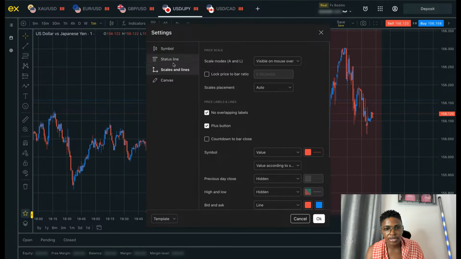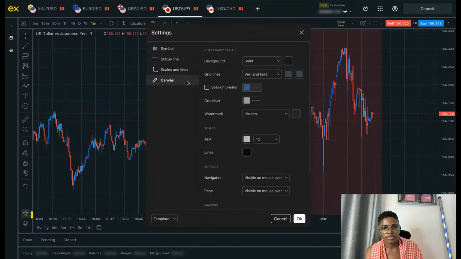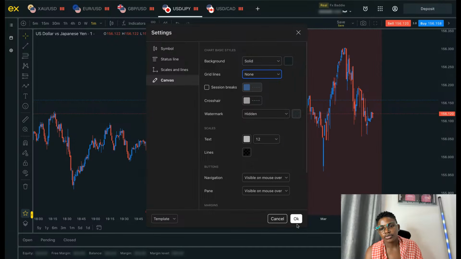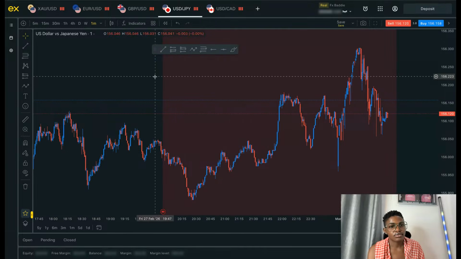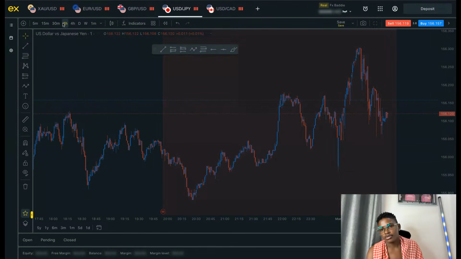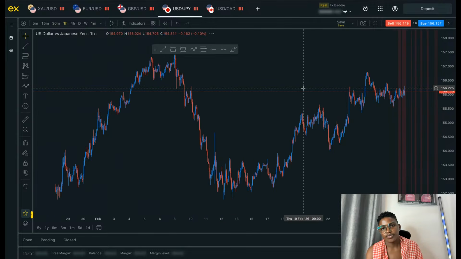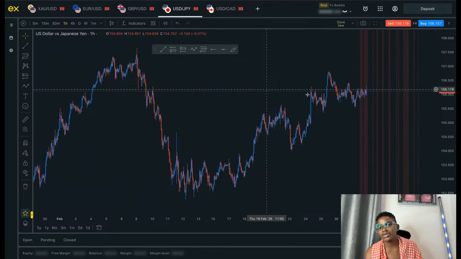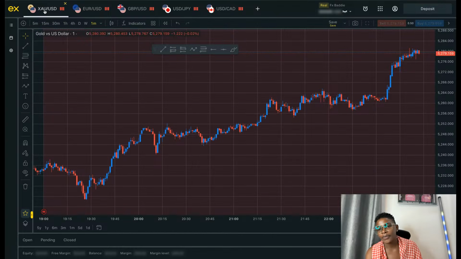Let me take out the lines. You see, USD JPY is almost looking the same as USD CAD. So let's look at gold and see what is happening there.